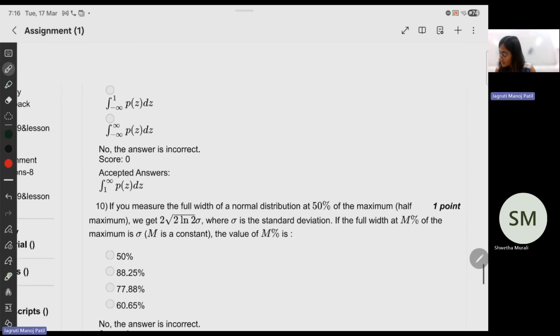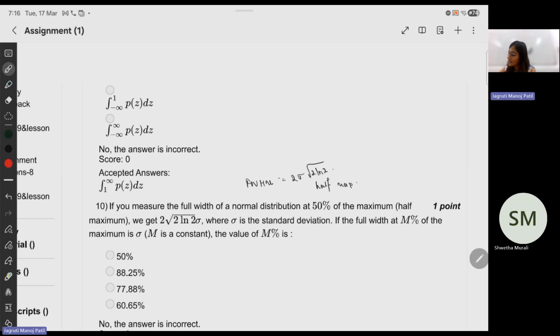Okay. This case is something I don't think he gave, but I guess he told us. So if you measure the full width of a normal distribution at 50%, that is half maxima, right? You're measuring the full width at half maxima, and you get that this equals 2 square root of 2 ln 2. I don't know why it writes like this. He can either write it as 2 sigma and square root of 2 ln 2, right?